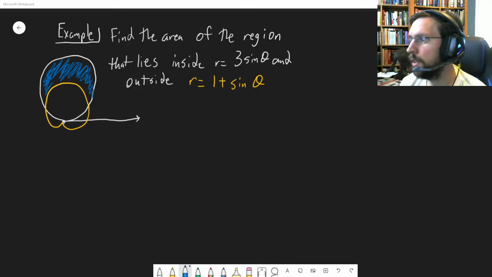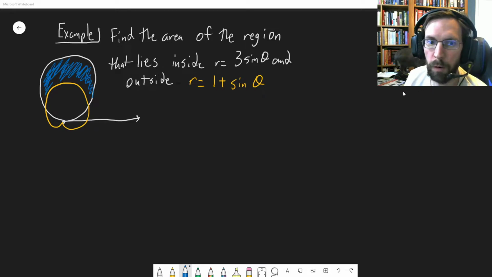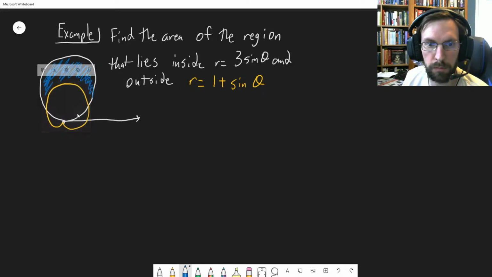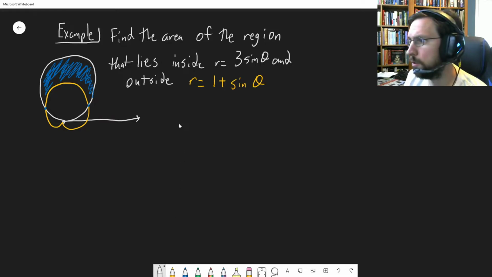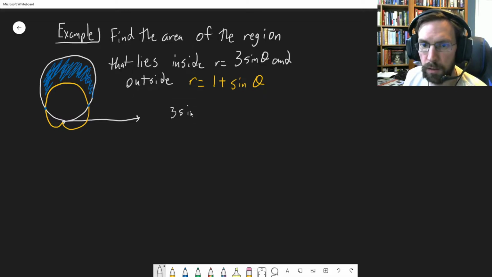Okay, so the first thing we need to do is figure out at what angles these points of intersection occur. So we need to figure out where that intersects and where that intersects. Okay, so to do that, we're going to do exactly what we've done before. We're going to let 3 sine theta be equal to 1 plus sine theta.